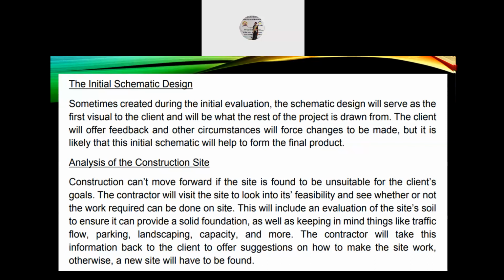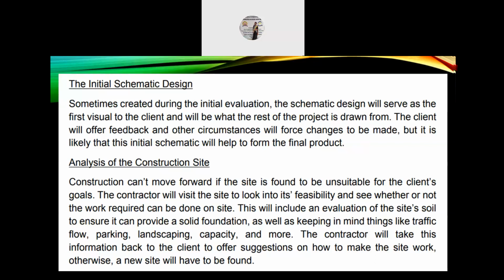Number 2, analysis of the construction site. Construction can't move forward if the site is found to be unsuitable for the client's goal. The contractor will visit the site to look into its feasibility and see whether or not the work required can be done on the site or not.